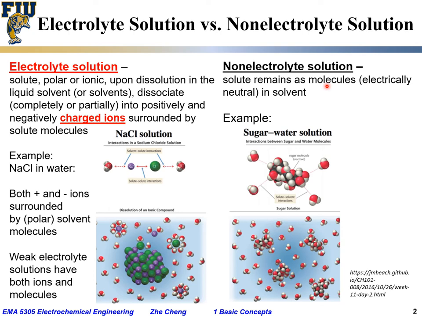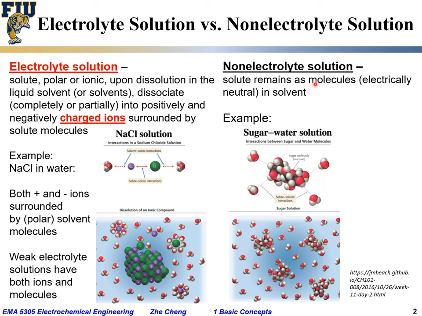sucrose. They are molecular compounds, but when they are dissolved in water, each molecule remains more or less intact. It does not dissociate into positively or negatively charged ions. They remain as whole, electrically neutral molecules, but they are still surrounded by water molecules. So this is what we would see in such a solution. We do not have ions surrounded by water. We only have neutral, individual small molecules surrounded by water.